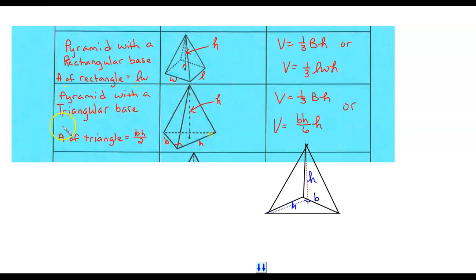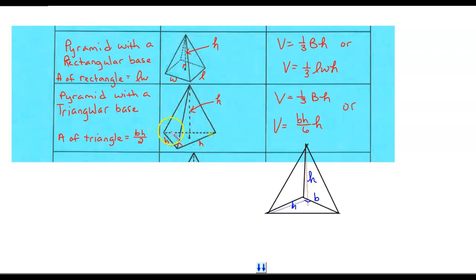On the pyramid with a triangular base, that's a little different because we can have different kinds of triangles. The formula is volume is 1/3 the area of the base times the height, or we can simply do volume is the base of the triangle times the height of the base triangle divided by 6 times the height of the pyramid. And one of the reasons why this is so very different is because I can have different triangles.